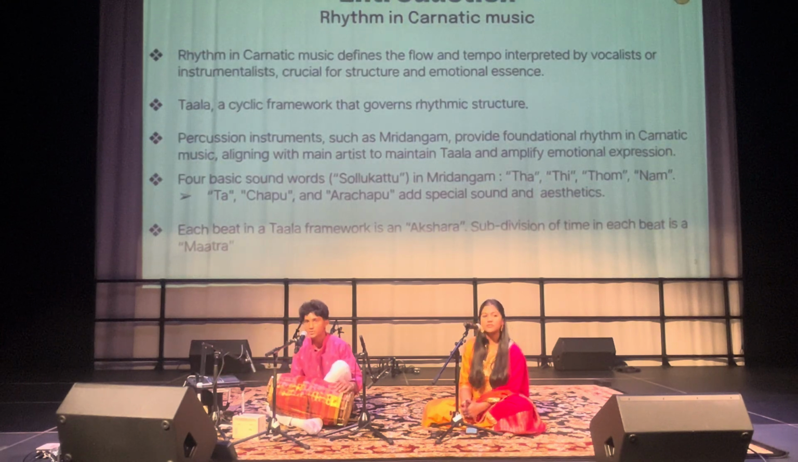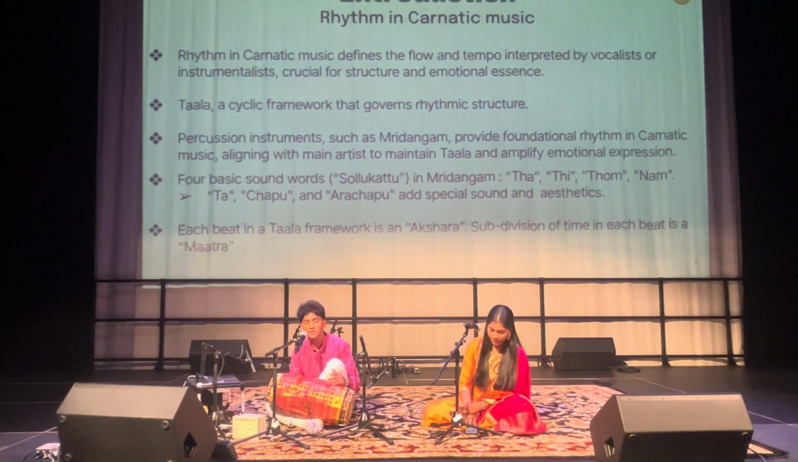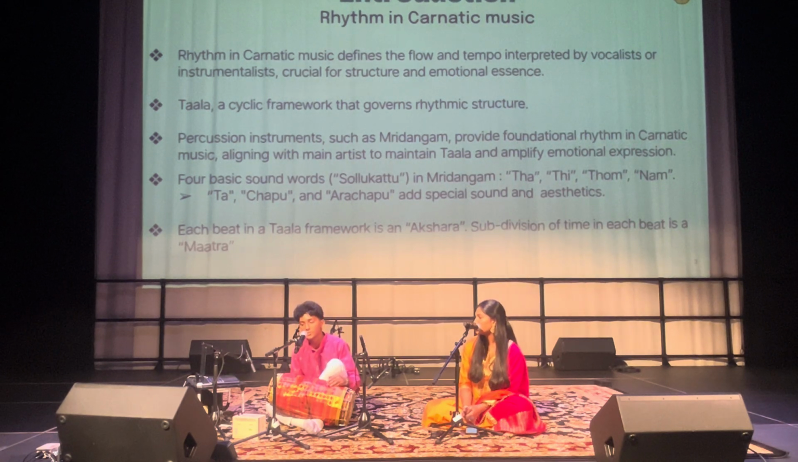So here's the introduction to rhythm in Carnatic music. Rhythm in Carnatic music defines the flow and tempo which is interpreted by a vocalist or instrumentalist, which is crucial for the structure and emotional essence. So what does this mean? If there was a higher tempo for a song, for example, there would be a different emotional essence. Likewise, if there was a lower tempo for a song, there would be a mellower emotional essence. So, the basic rhythm in Carnatic music is tala, which is a cyclic framework that governs rhythmic structure.